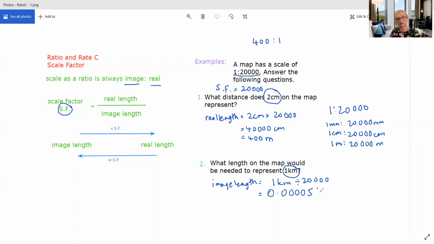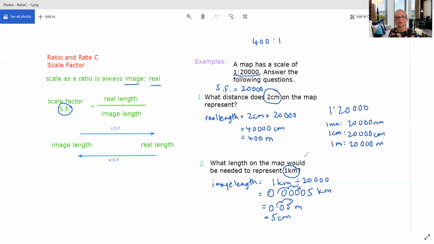0.00005 kilometres. We do not want to leave it like that. So the first thing I would do would be to multiply by 1,000 to change that to metres. So it's 0.05 metres, and still that's not the best unit. So I would be inclined to multiply by 100 and change that into centimetres.